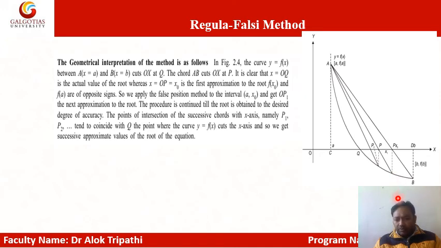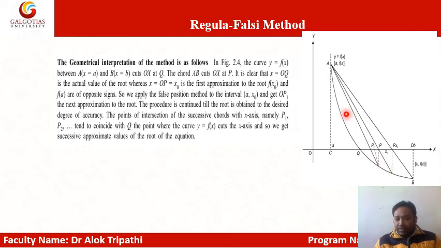and where it cuts the graph of the original function, from there we join the endpoint A. Now we have another straight line from A to this point. It means again it will cut the x-axis, so this point will be our next approximation to the root. We will continue our process till we get the root of our desired accuracy.